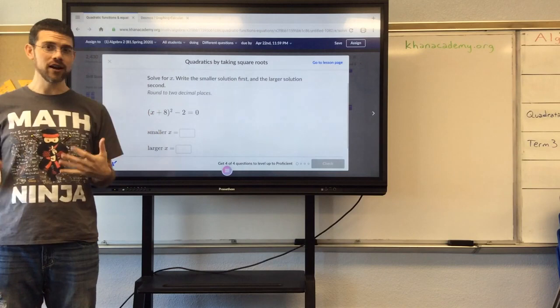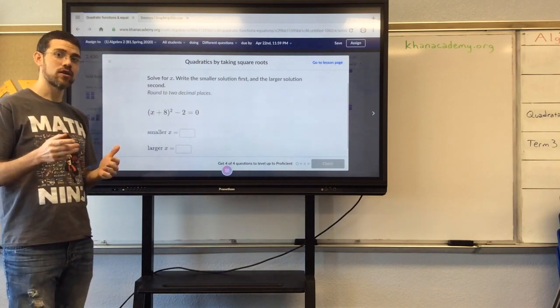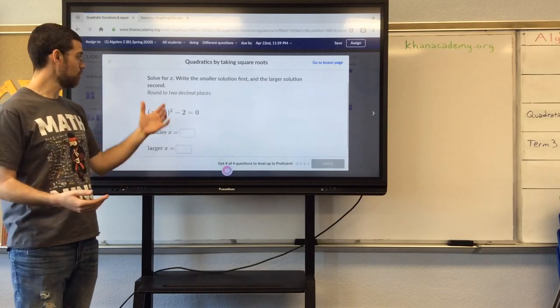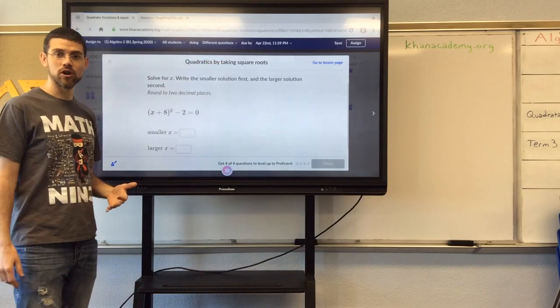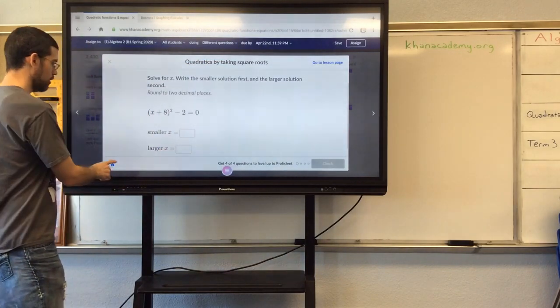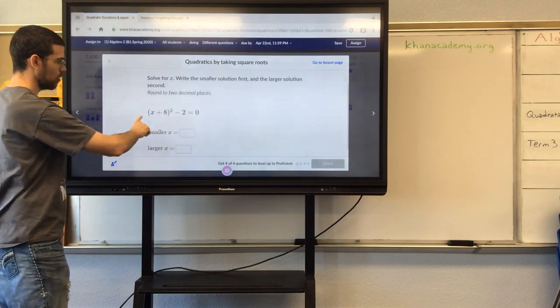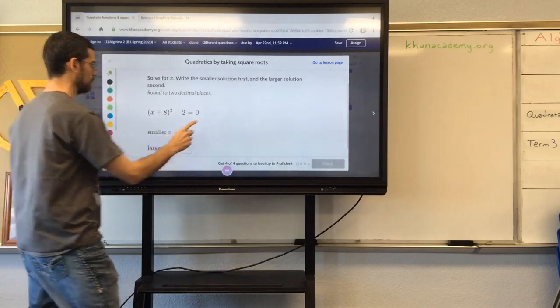So we will find the exact solution, but then we'll have to answer with an approximation rounded to two decimal places because it's going to involve the square root of a number that's not square. So that'll be irrational. Here we go. So we want to solve for x. We'll need to add 2 to both sides.